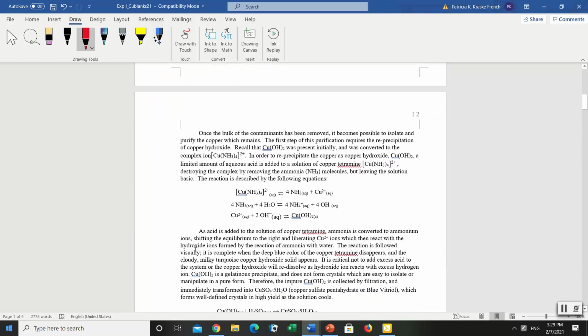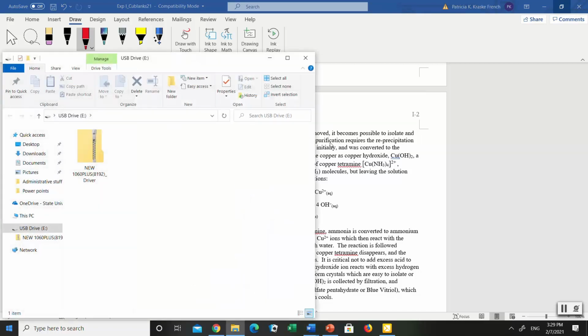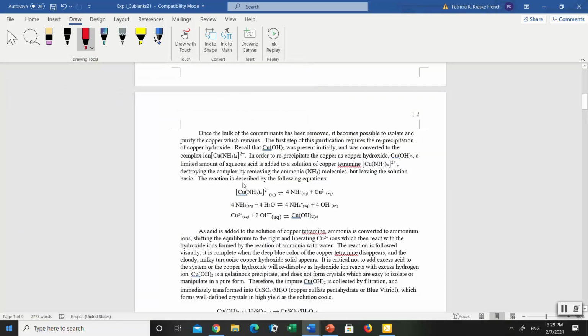So after this, you have removed most of the contaminants, and you can isolate and purify the copper. So here we have our copper tetraamine complex ion, which is in equilibrium with the ammonia and copper 2+. Now, that copper 2+ can grab hold of some of the hydroxide, because we're still in a basic solution, to reform copper 2 hydroxide yet again. We keep coming back to that copper 2 hydroxide.